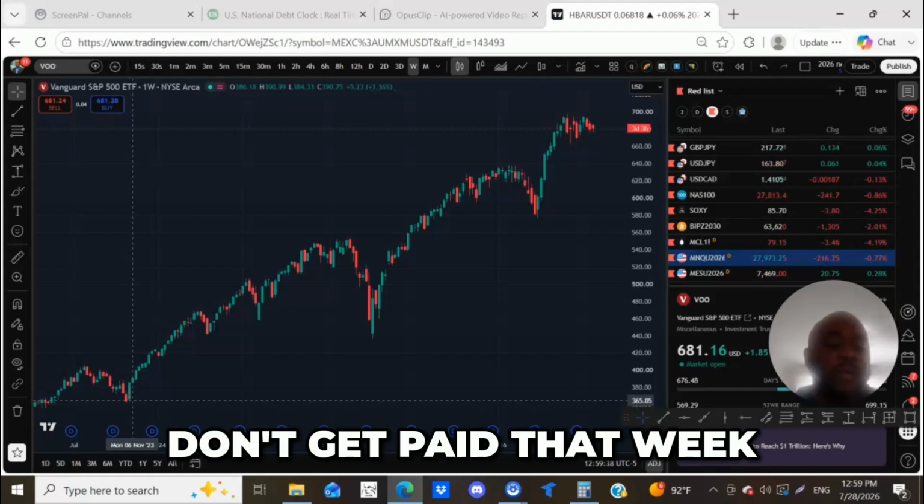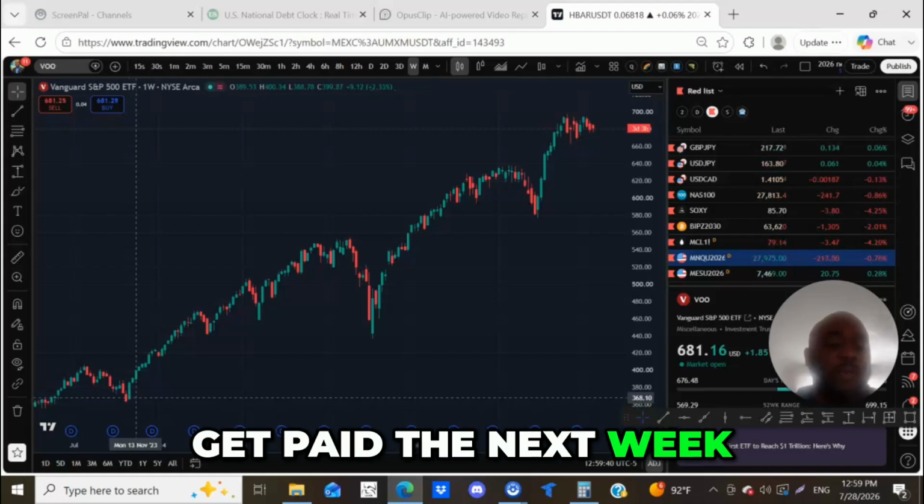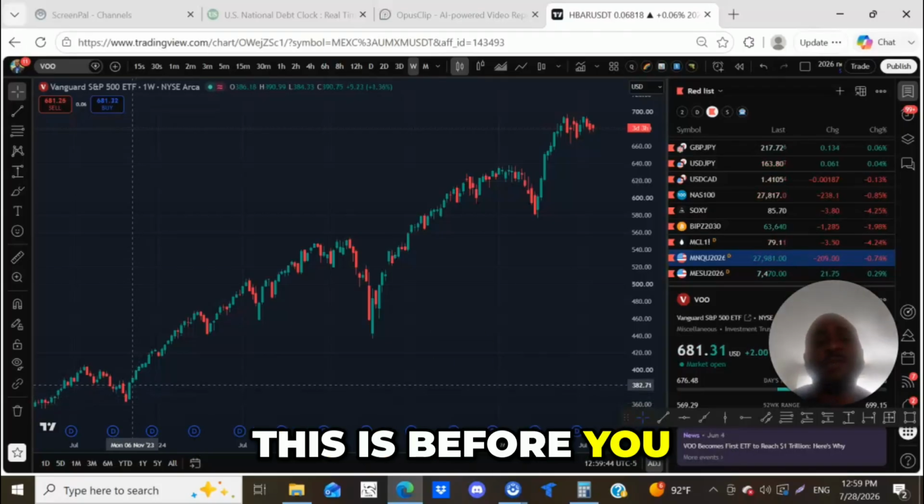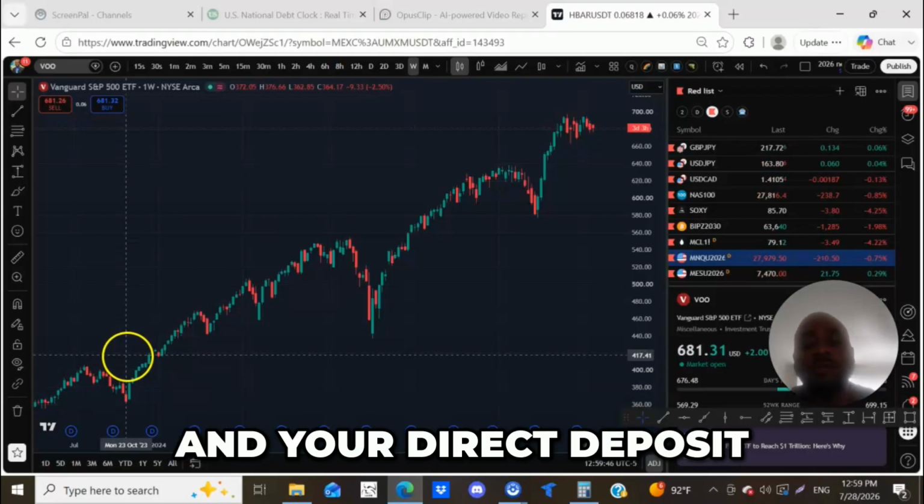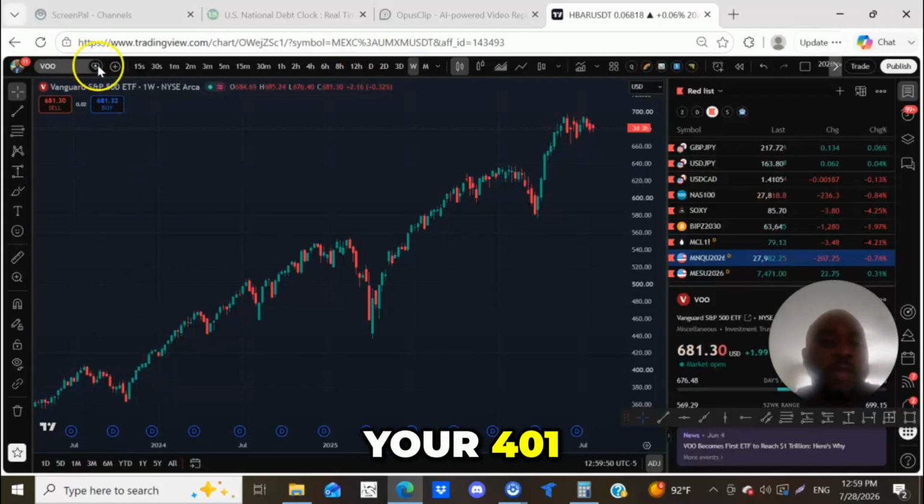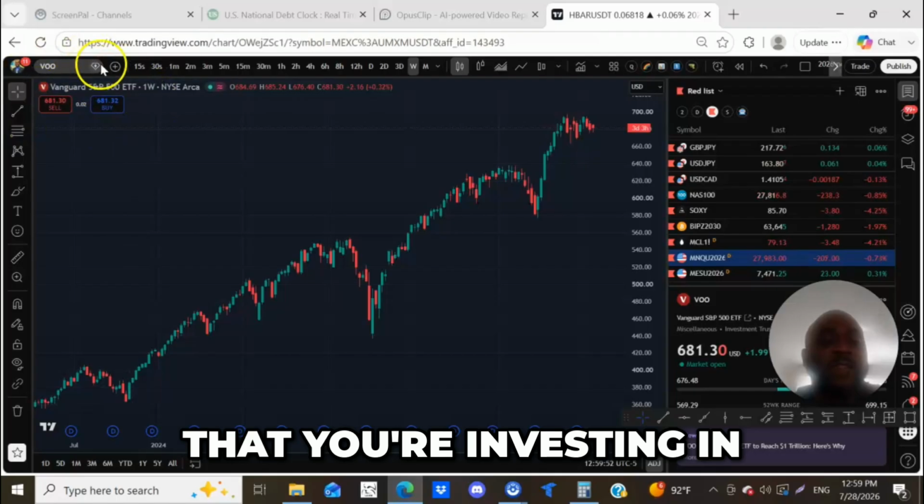Don't get paid that week, get paid the next week. Boom, you invest again automatically. This is pretax. This is before you get your net paycheck and your direct deposit. This money's already taken out, whatever you contribute into your 401k. This is the asset that you're investing in.